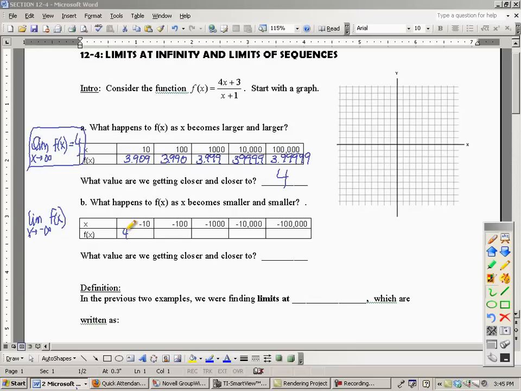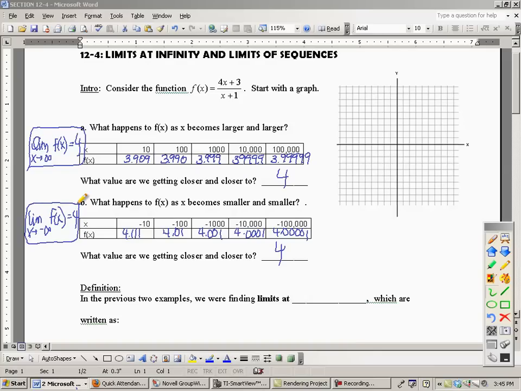At negative 10, I get 4.1 11, 4.01, 4.001, 4.0001, 4.00001. Well, where does it look like it's going? I think we could say the same thing. It looks like it's going to 4, and so we have now a limit as we go to negative infinity.